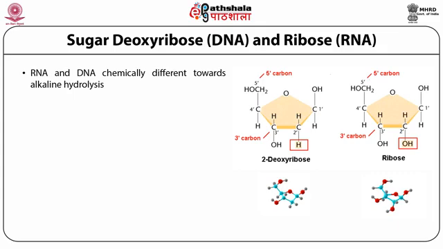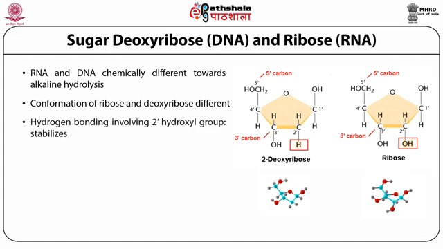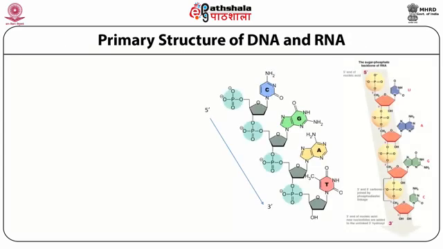Also, another thing to be noted is that the conformation of the ribose and deoxyribose units may be different. You can see here in the ball and stick model that deoxyribose and ribose sugar are a little different. Also, the hydrogen bonding involving the second hydroxyl group stabilizes some of the RNA structure. We can see some of the secondary structures of RNA. So this shows the primary structures of DNA or RNA.